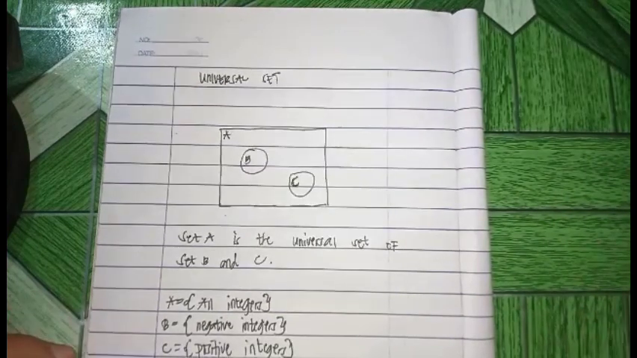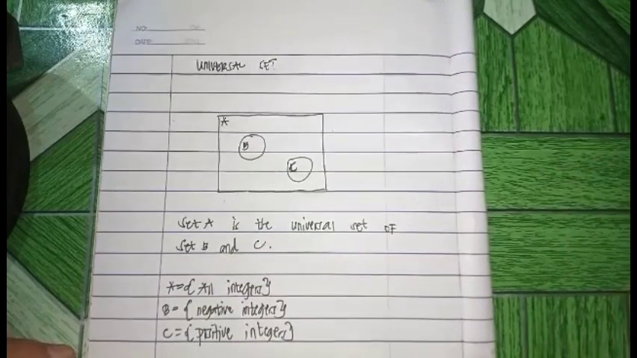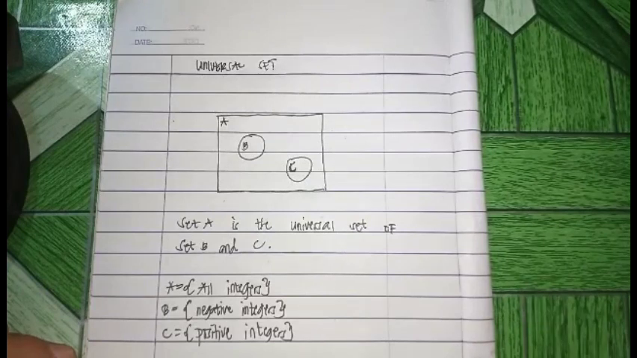Simply as that, universal set is the set of all elements if all the elements of two or more sets are present in a single set. That means that set is the universal set of all sets. That's all.